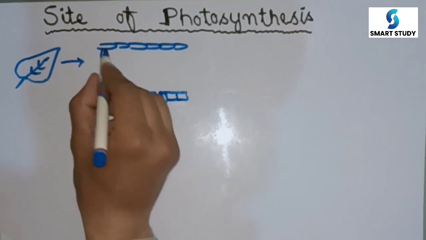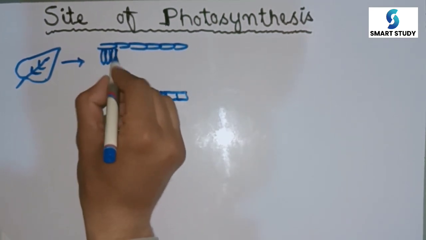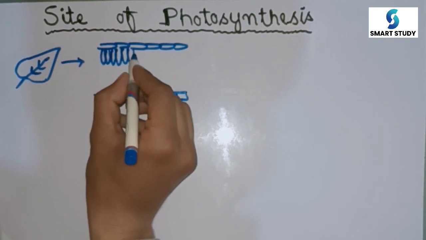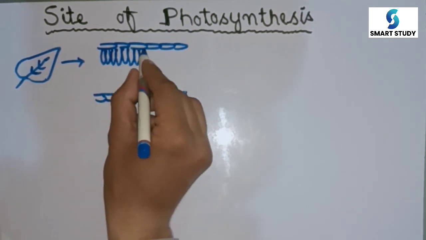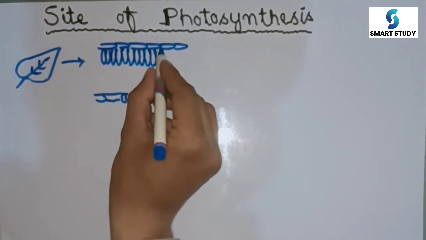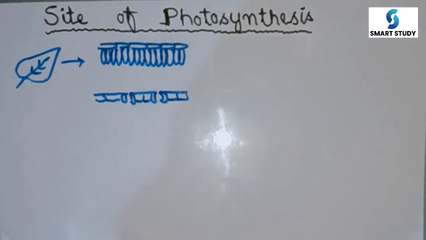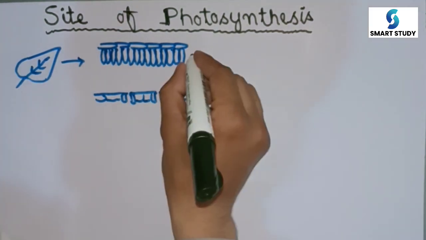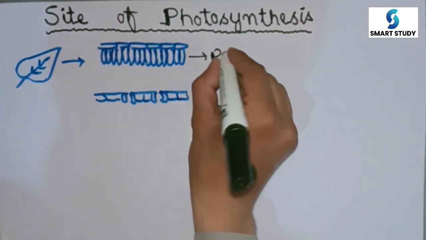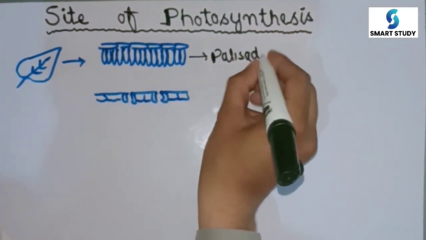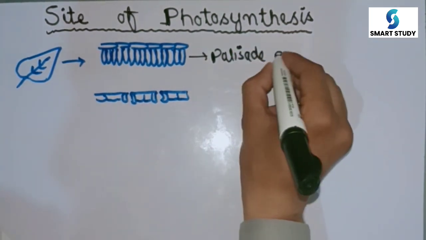So near the upper epidermis we can find these elongated cells. These are parenchymatous cells. These cells are known as palisade parenchyma.